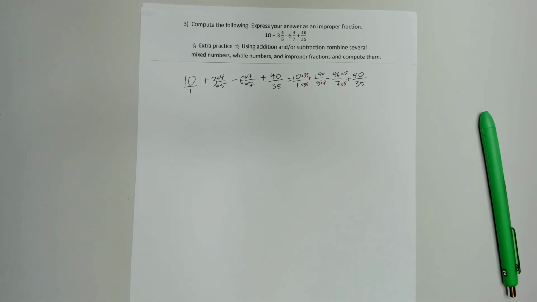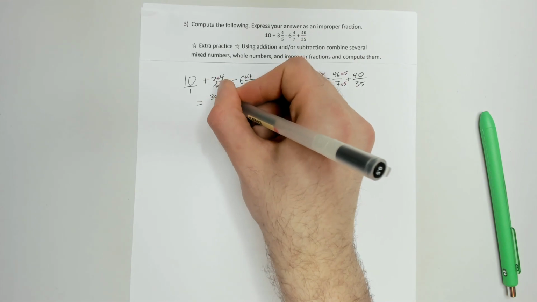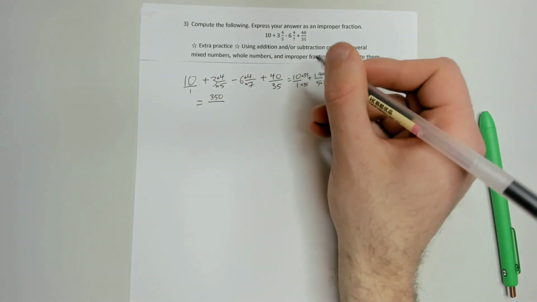All right, so now we just got a ton of multiplication to do. So 10 times 35, that's 350, right? Anything times 10, you just add an extra 0 at the end of it.